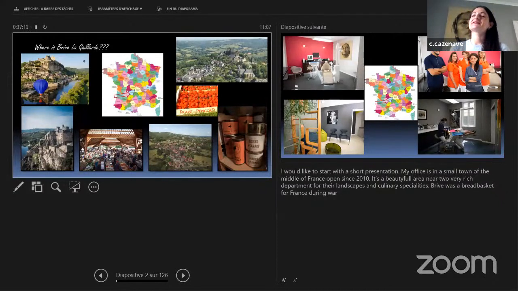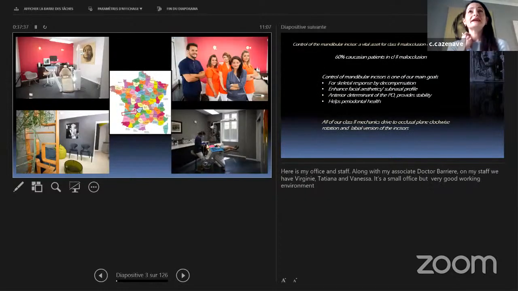My office is in a small town in the middle of France, open since 2010. It's a beautiful area near two very rich departments for their landscapes and their culinary specialties. Brive was a breadbasket for France during the war. Here is my office and staff, along with my associate, Dr. Bayer. On my staff, we are Virginie, Tatiana, and Vanessa. So it's a small office, but a very good working environment.